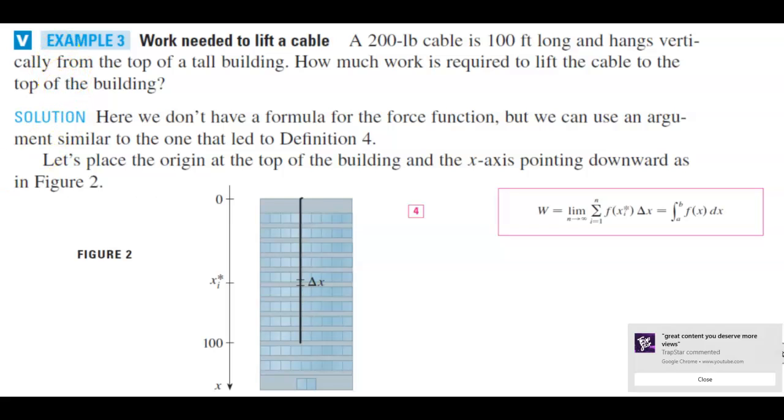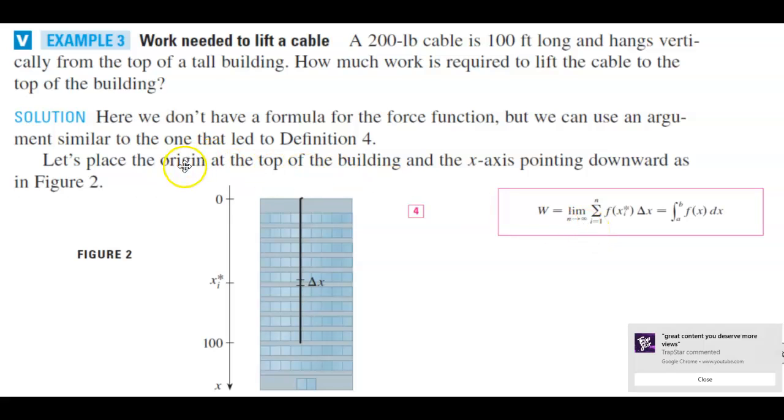In example 3, work needed to lift a cable. A 200-pound cable is 100 feet long and hangs vertically from the top of a tall building. How much work is required to lift the cable to the top of the building? Now here we don't have a formula for the force function, but we can use an argument similar to the one that led to definition 4.